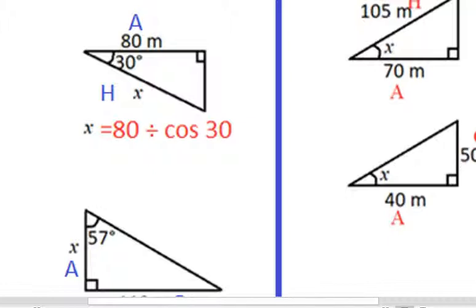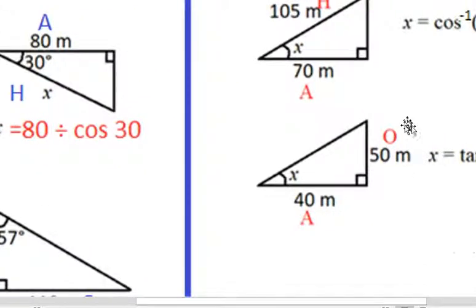Now the next one to label is the O. O for opposite. Opposite our angle, which in this case you're trying to figure out, but it's still an angle there. Now opposite that we've got our O. So we put an O there. This side here, which is opposite the x, is given, and we're going to put an O right there. It's opposite.